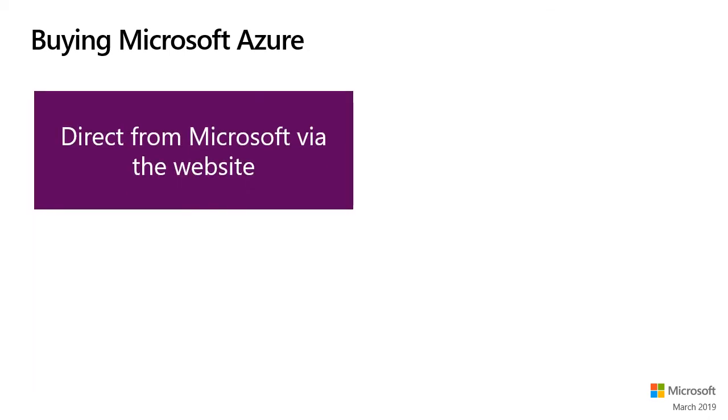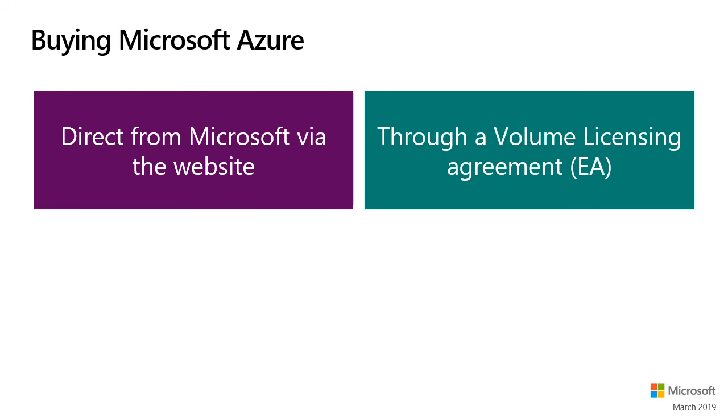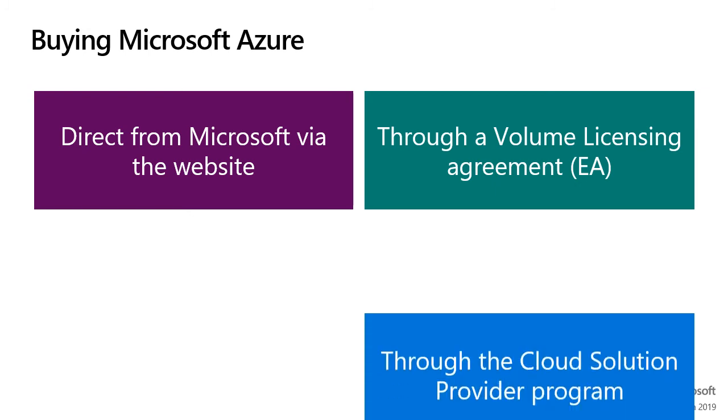How do you buy Microsoft Azure? You can do it via the Microsoft website. Simply go to azure.com, put in your credit card information, and you can start using Azure. All of your usage of Azure is metered and will be charged off of your credit card. You can also do it through a volume licensing agreement, an enterprise agreement, or an SCE, a server cloud enrollment. For our enterprise customers listening to this webinar, you know what I mean. You can acquire Azure through your EA or your SCE.